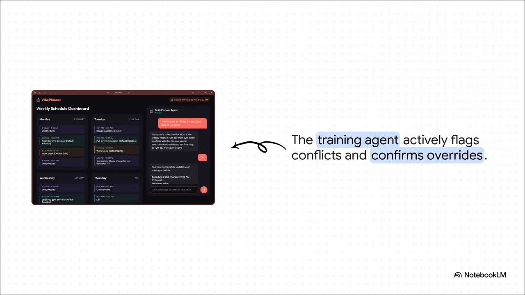Say you ask to take Thursday off from the gym. The system doesn't just blindly update a database. Instead, the training agent actively flags a weekly rotation conflict. It notices Thursday is usually a run day and requires your explicit confirmation before overriding your established routine. It's like having a real coach double-checking your choices.